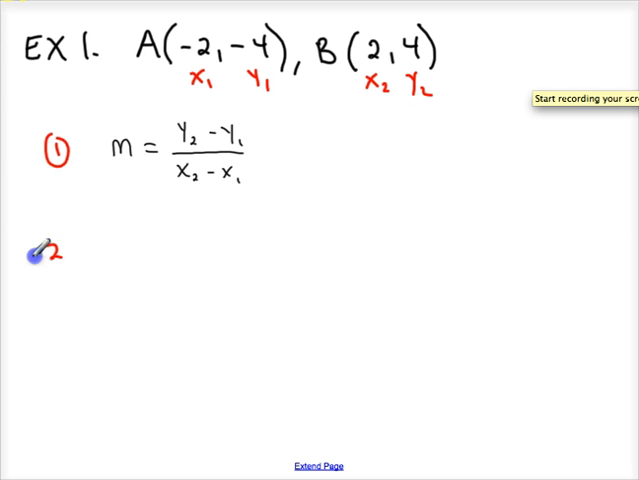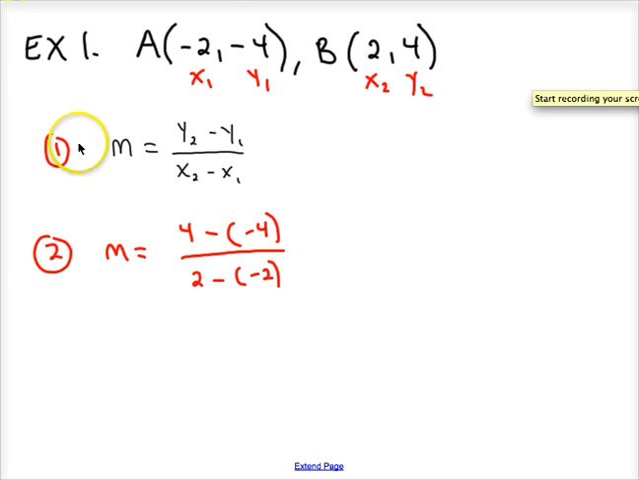And the second step would be to plug in. So m equals y2 minus y1. In this case, y2 is 4 minus -4 over x2 minus x1, which is going to be 2 minus -2. Notice the minus sign in the formula is separate from the minus sign given by the coordinate. So 4 minus -4 can be rewritten as 4 plus 4 over, and 2 minus -2 can be rewritten as 2 plus 2.